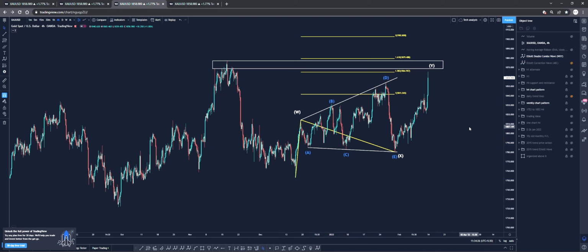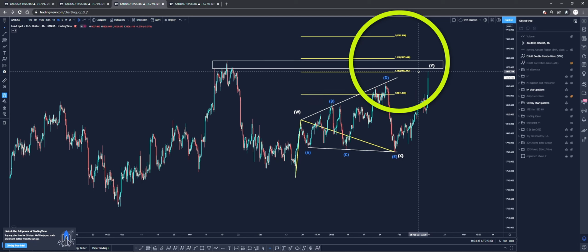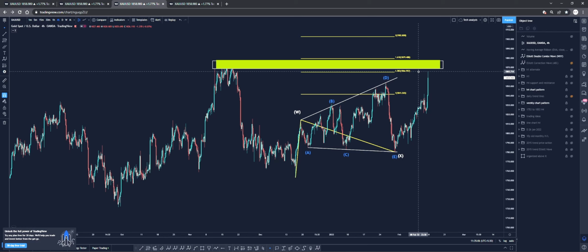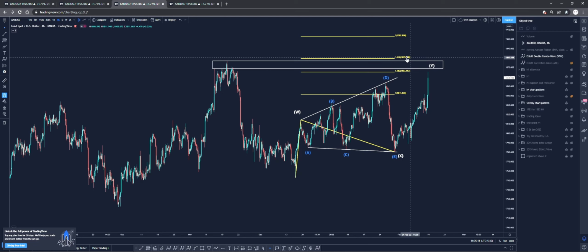When you draw the wave extension tool for wave Y compared to wave W, you can see it first made an intraday top at the 100% projection at 1841, then made an intraday top at 1864, the 38% projection for wave Y compared to wave W. For intraday on the H4 time frame, our resistance is 1864. If that resistance breaks, then the next target will be 1879 and a retest of the previous resistance zone.